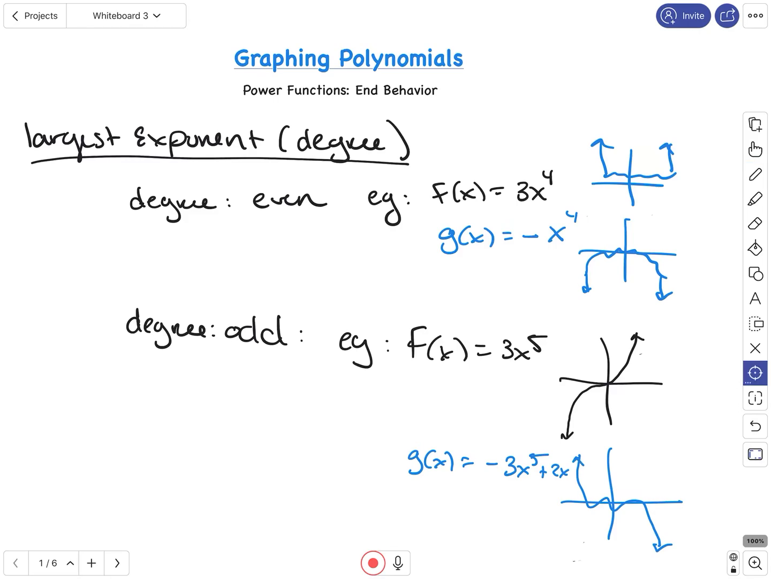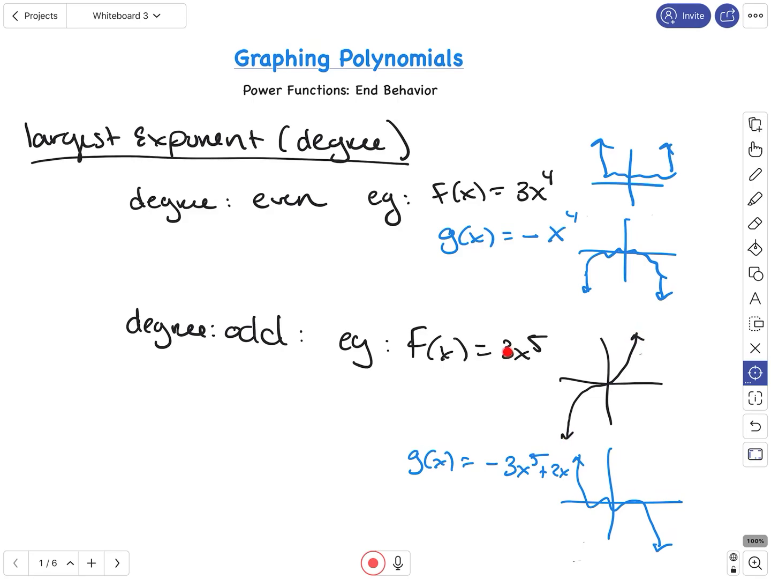So just to summarize, even degrees for your largest exponent, remember, they go in the same direction on each side. Up and up for positive leading coefficients, down and down for negative leading coefficients. If the degree is odd, then the endpoints are opposite. One is down and the other one is up.